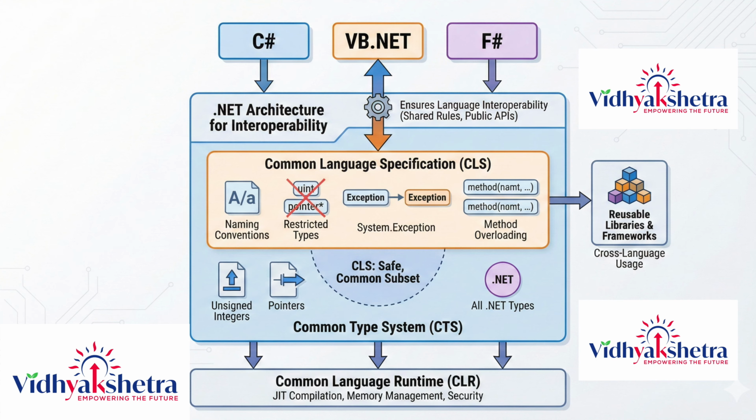CLS requires that all public types and members be accessible using standard naming rules. It discourages the use of language-specific keywords or symbols that cannot be represented in other languages. Method overloading rules are also governed by CLS. CLS does not allow method overloading based solely on return type. This is because many languages cannot differentiate methods by return type alone. To maintain interoperability, method signatures must differ by parameter types or parameter count.